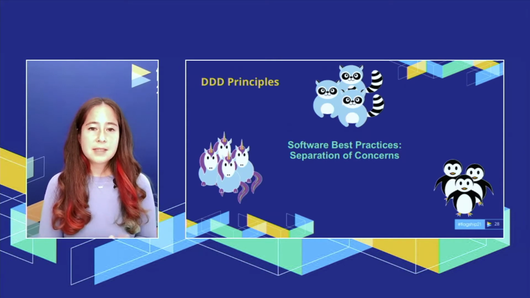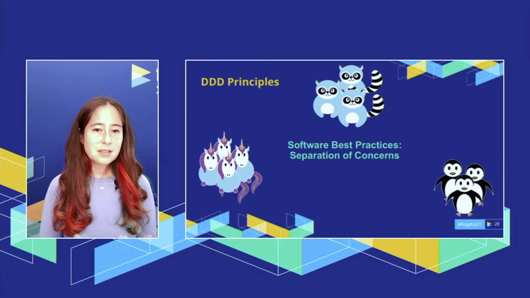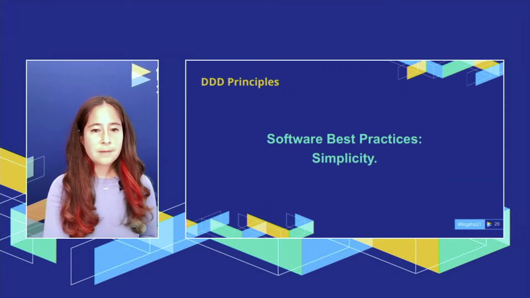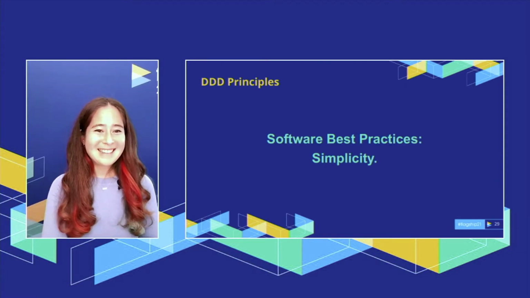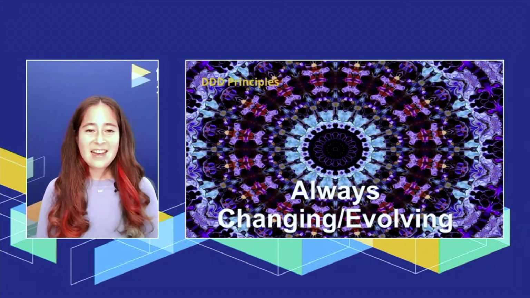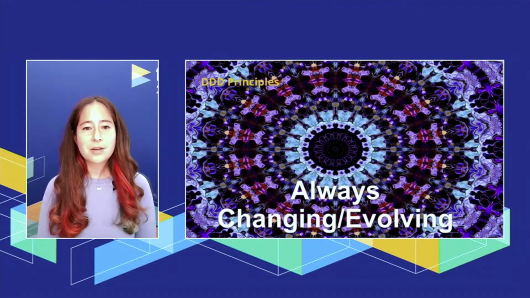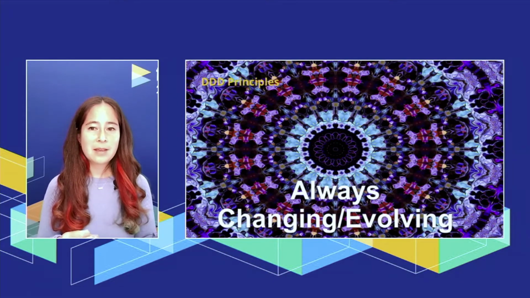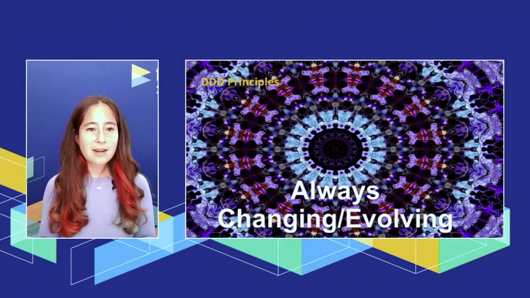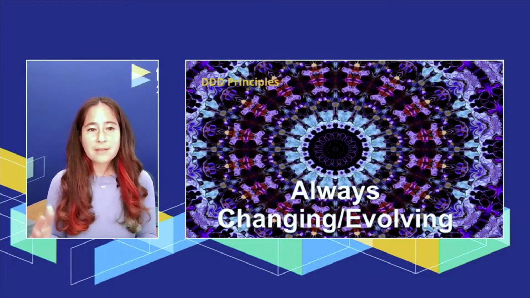And then obviously, it also encompasses a lot of general software best practices. So things like separation of concerns and simplicity. And the other thing is that it's always changing, it's always evolving. So despite the fact you might come up with specific domains that make sense right now, they're going to change, and that's okay. That's the way it works.